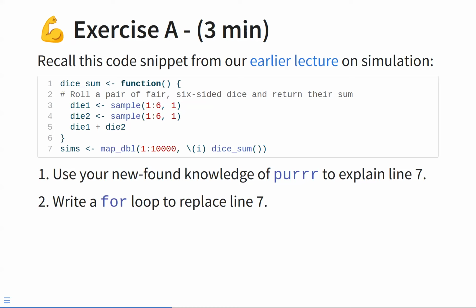Now is a great opportunity for you to practice what you've learned. Here's a code snippet from our earlier lecture. Using your newfound knowledge of purrr, you can explain it, and, working in reverse, you could construct a for loop that replaces line 7. As usual, take a moment or two to think about this, try your hand at the exercise, and then check your solutions against those on the course website.